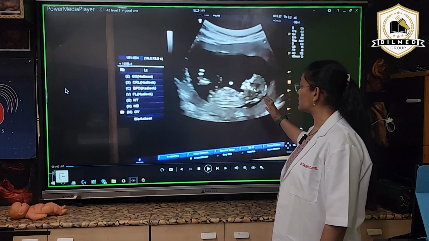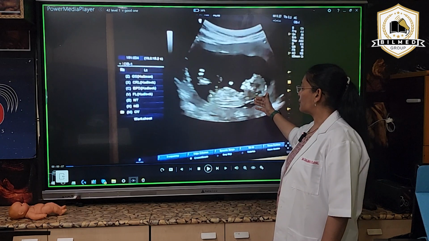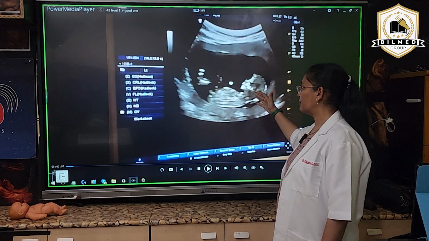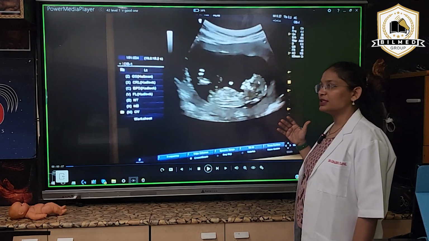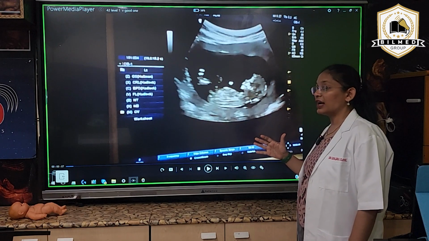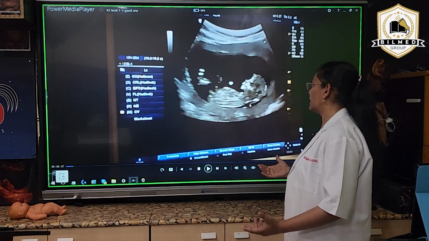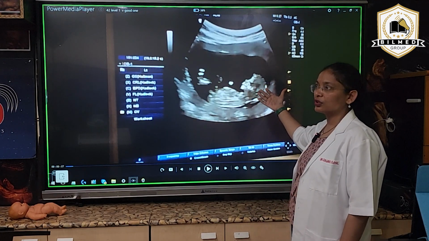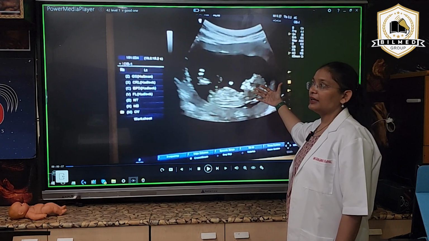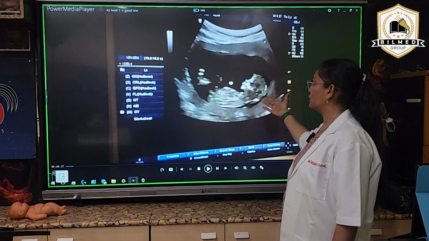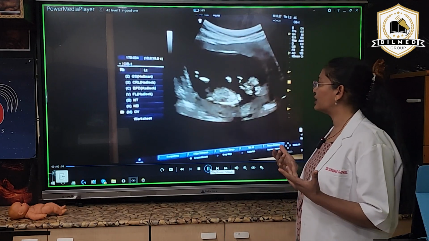Nuchal translucency has to be taken in the mid-sagittal plane, and the fetus should be in the proper position. It should not be vertical, and it should be taken from 11 to 13 plus 6 weeks of pregnancy, because after that the incidence of abnormal fluid accumulation decreases. Then ICT is basically the fourth ventricle, which is above the cisterna magna, and it should be taken to detect any spina bifida in the fetus.